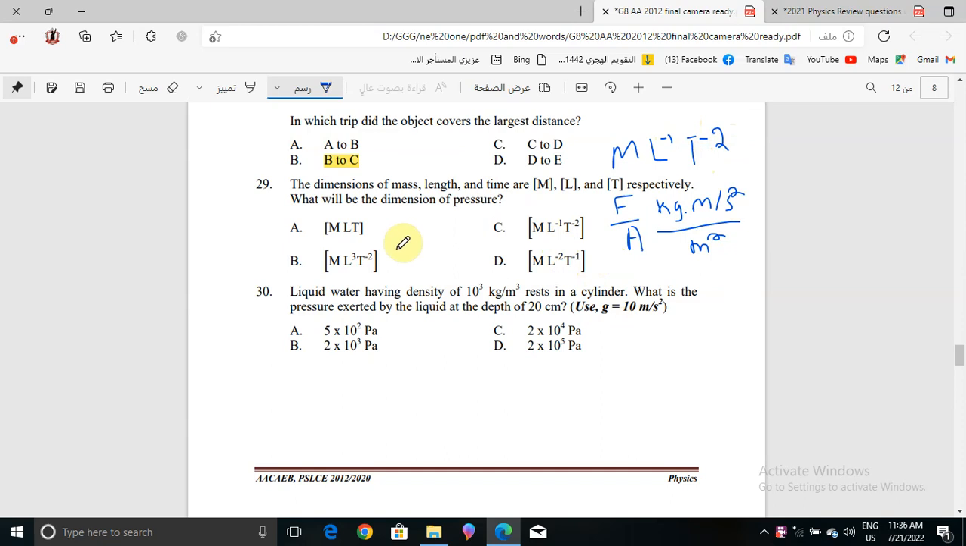So which one here is the correct answer? It will be choice C. Choice C is the correct answer for question number 29.